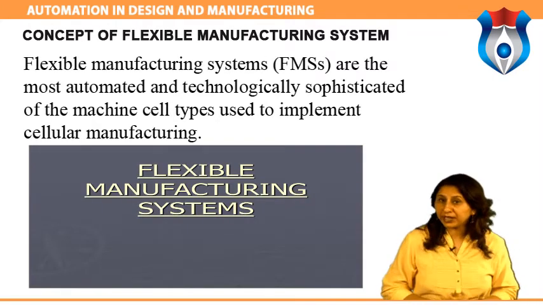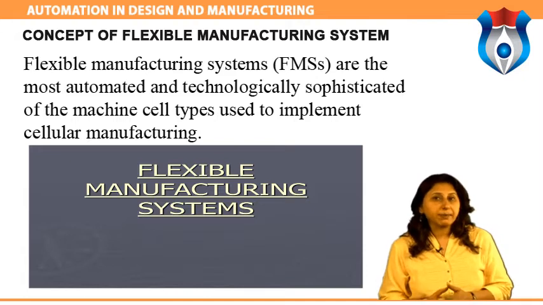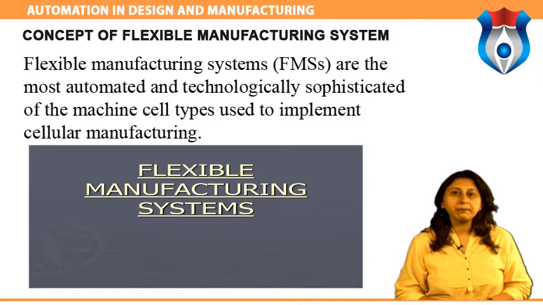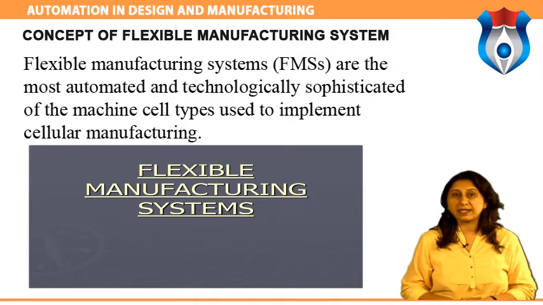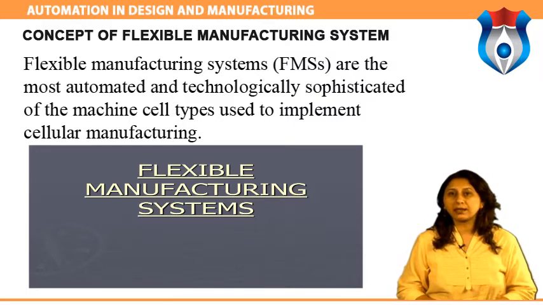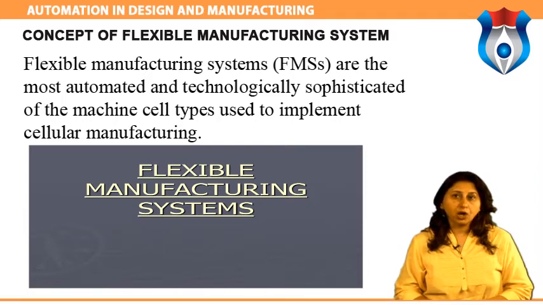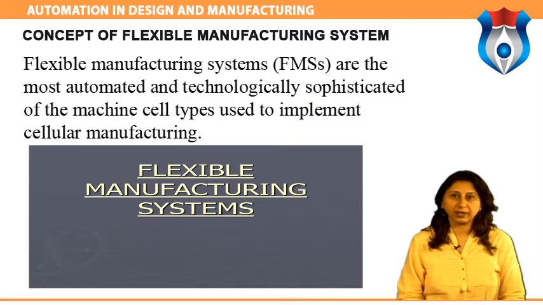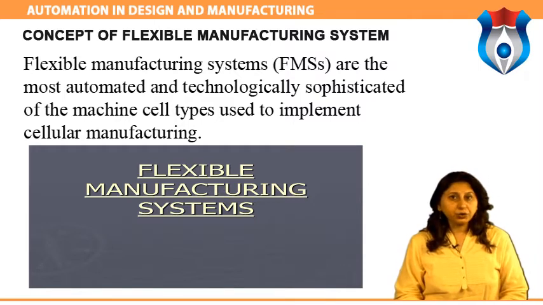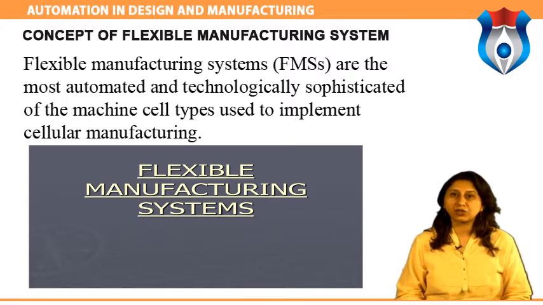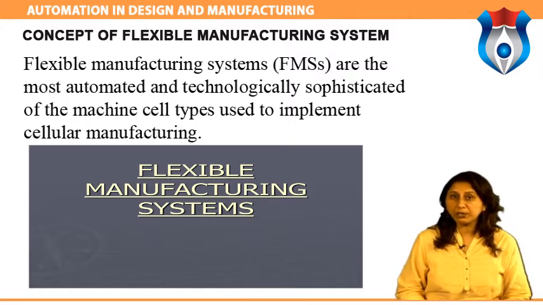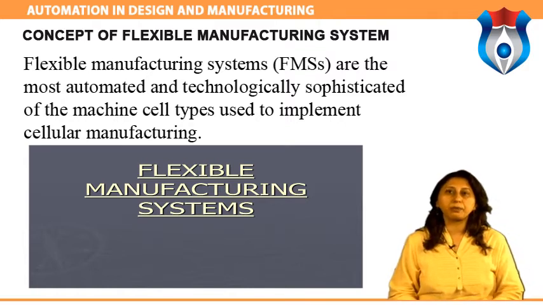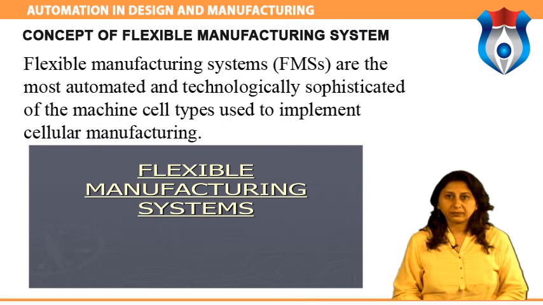Now, moving on to the next topic, we will study the concept of flexible manufacturing system. Flexible manufacturing systems, FMSs, are the most automated and technologically sophisticated of the machine cell types used to implement cellular manufacturing. An FMS usually has multiple automated stations and is capable of variable routings among stations, while its flexibility allows it to operate as a mixed model system.